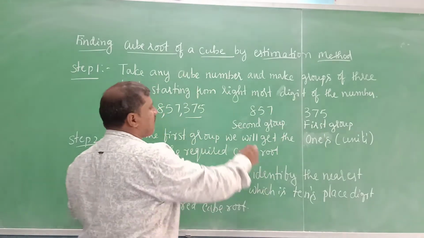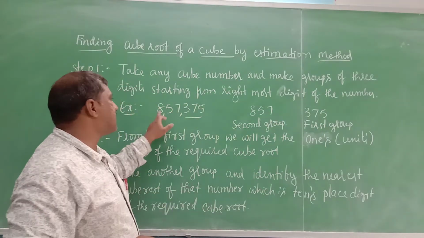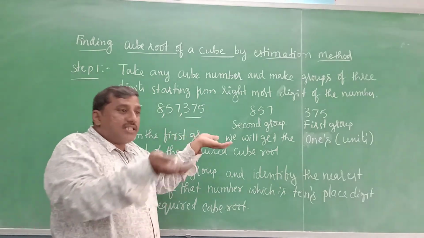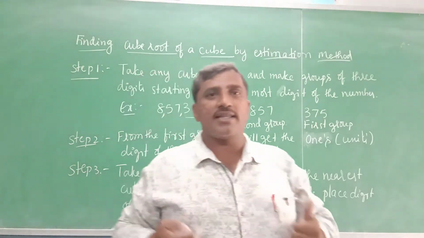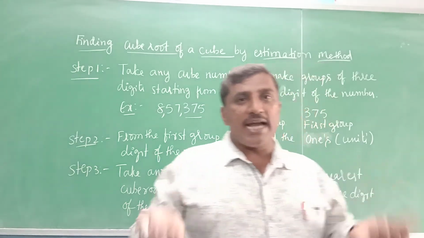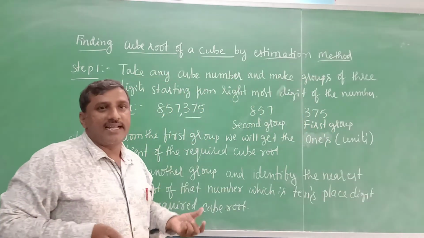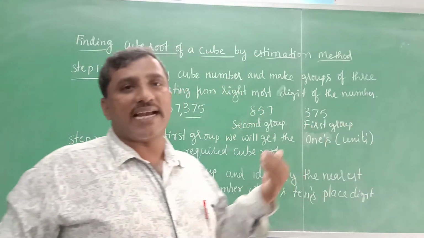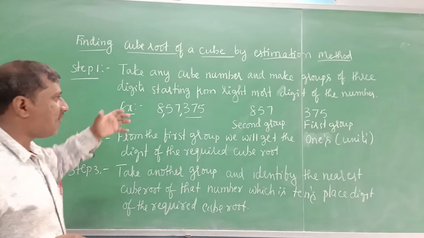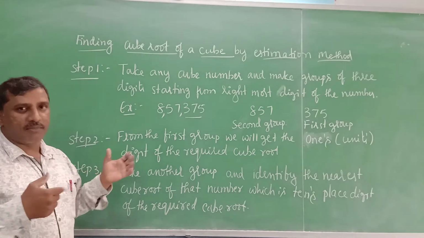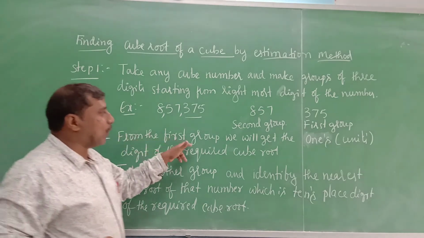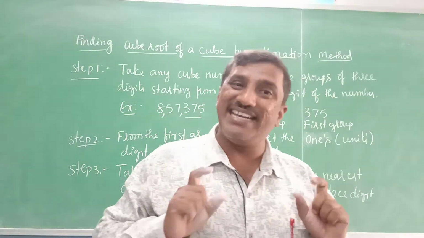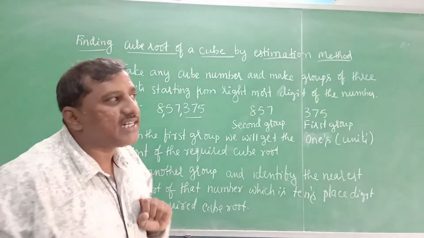Next three digits will form the second group. That is 857. Sometimes you may find only two digits, and those two digits will come under the second group. Sometimes you may find only one digit, and that one digit will come under the second group. After grouping the digits, from the first group we will get the ones place digit, or units place digit, of the required cube root.